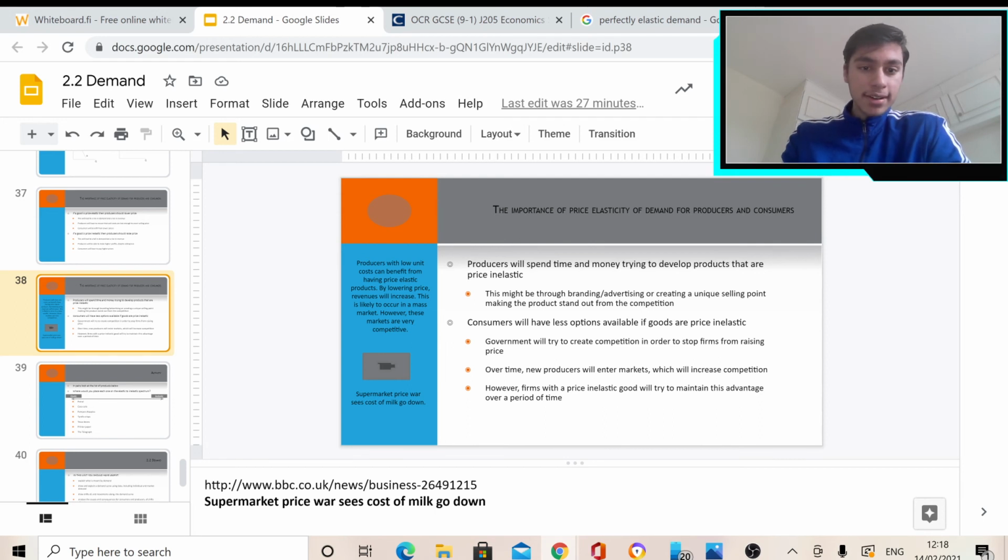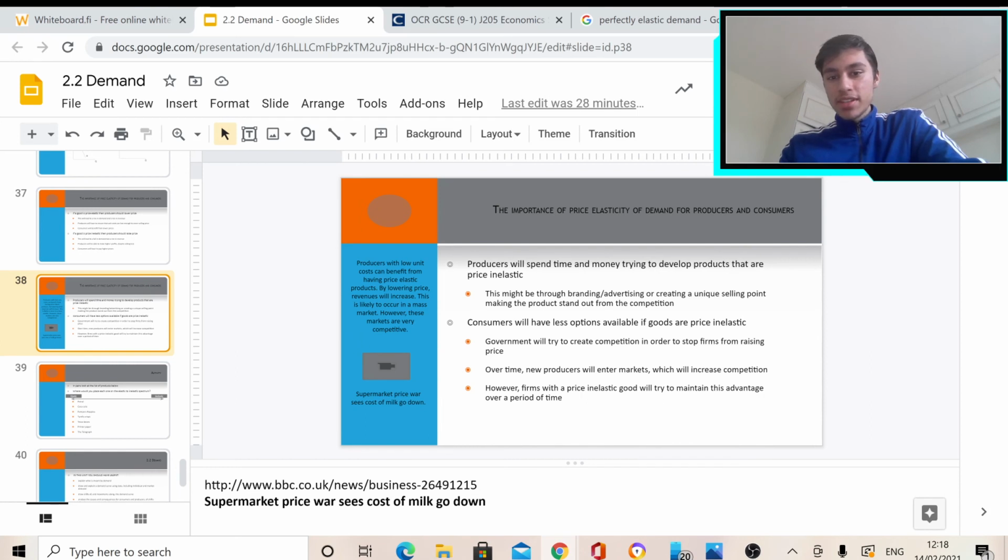For example, you see that Elon Musk is making electric cars, right? Say if electric cars ever become the fashion in some time, there will be almost no substitute for it, right? Because in theory, no one can produce electric cars as good as Elon Musk. Now, consumers will have fewer options available if goods are price inelastic. Yeah, this is a problem for consumers. So if the goods are price inelastic, consumers will have very little variety.